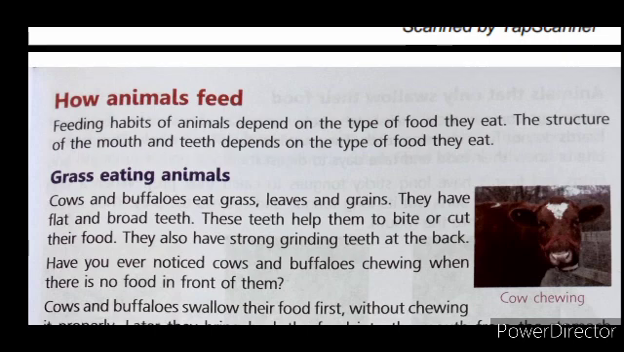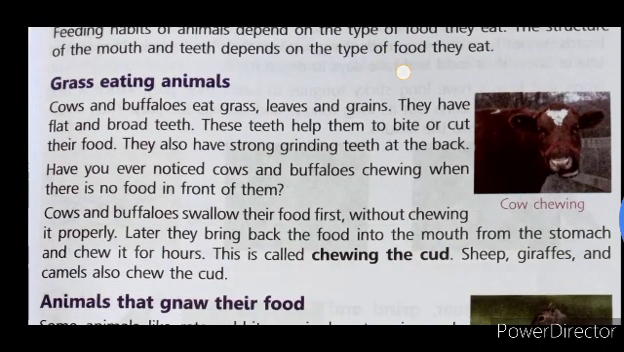What kind of food they are eating, their feeding habits depend on it. The structure of mouth and the teeth depend on the type of food they are eating. So children, here the first one is your grass eating animals.